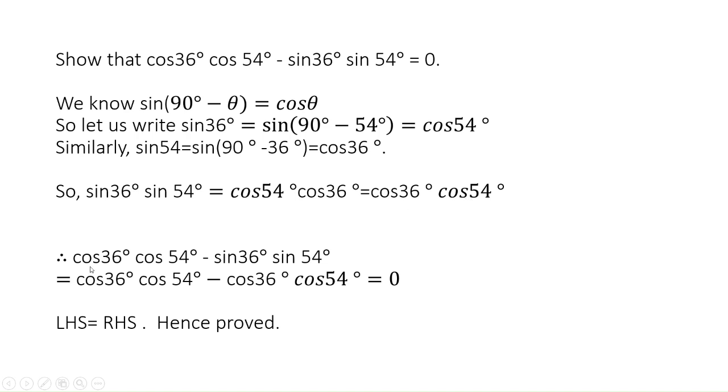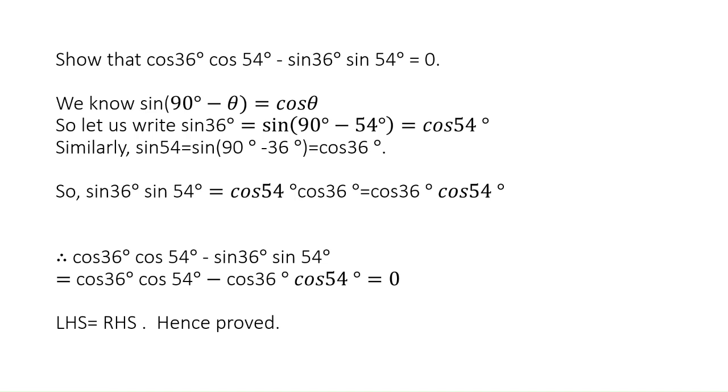So we need to find the value of cos 36 cos 54 minus sin 36 sin 54. How does it become? It becomes cos 36 cos 54 minus cos 36 cos 54, which is equal to 0. So LHS is equal to RHS. So it is proved. We have proved the given thing by converting sine values into cos values. We can solve it by converting cos values into sine values also.